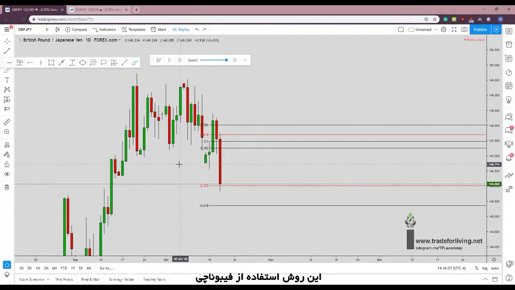This is how you're supposed to use the Fibonacci tool and how we will use it in our strategies, and it's important that it's clear. If it isn't, you have my number, just send me a message and I will help you out.